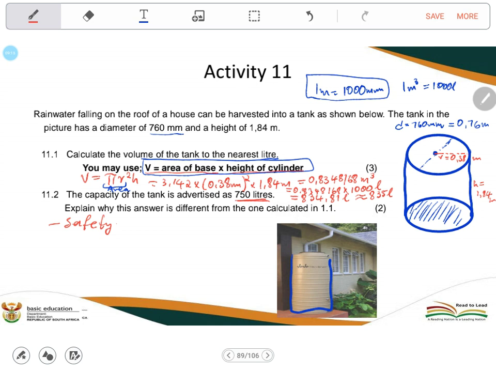Sometimes it produces air that can pop open. So that's why sometimes you will not fill it to maximum, but you leave a little bit of space. So it is for safety. So maybe the manufacturers can say, no, we guarantee you that if you fill it up to 750 liters, the container will perform safely. But if you pour more than that, we cannot guarantee that. So there could be expansion.